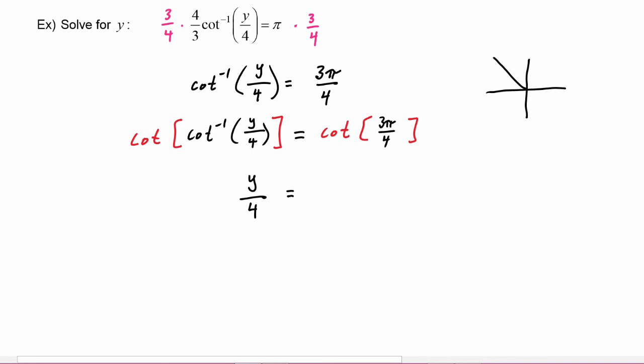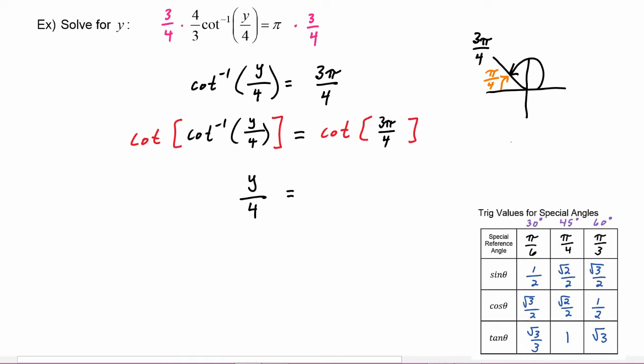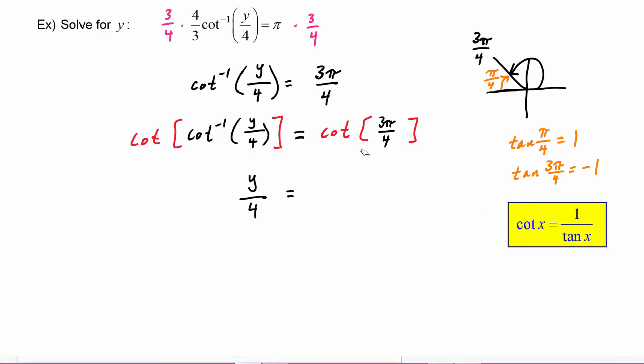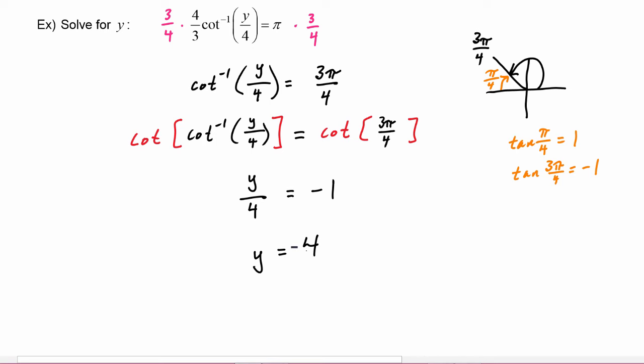Now we know that 3 pi over 4 is in quadrant 2. We know that the reference angle would be pi over 4. We can use our special angle chart to get that the tangent of pi over 4 we know is 1, which means the tangent of 3 pi over 4 is negative 1 because it's in quadrant 2, and then we know the cotangent of 3 pi over 4 is just going to be 1 over the tangent, so 1 over negative 1 is equal to negative 1. Now all we have to do is multiply both sides by 4, and we have that y is equal to negative 4.